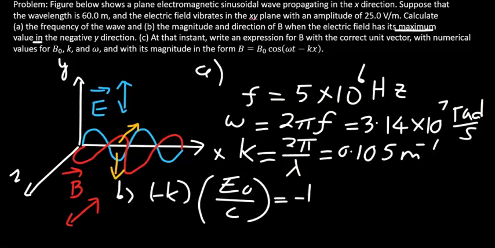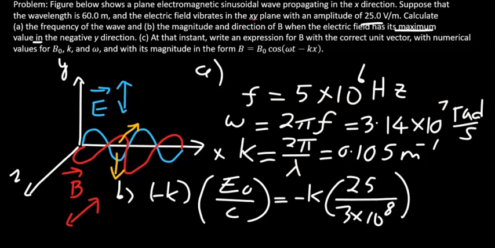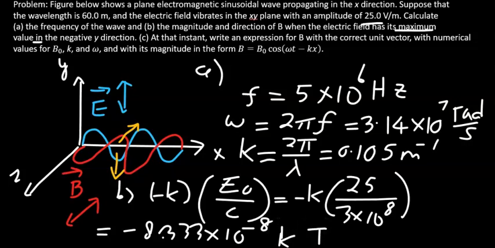So you get minus k, E naught is 25. That is the amplitude for the electric field. C is 3 times 10 to the power 8. And in terms of vector notation is minus 8.333 times 10 to the power minus 8 k Tesla. k shows the direction of the magnetic field is along the negative z-axis.